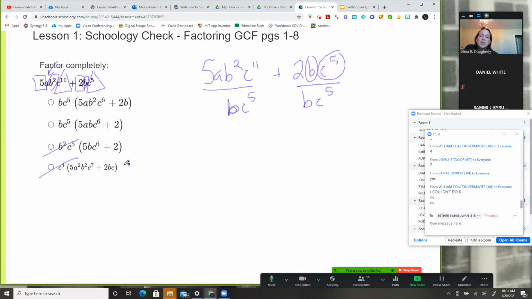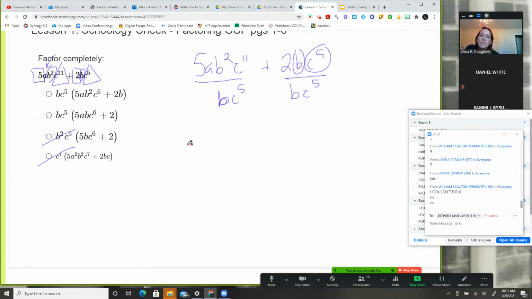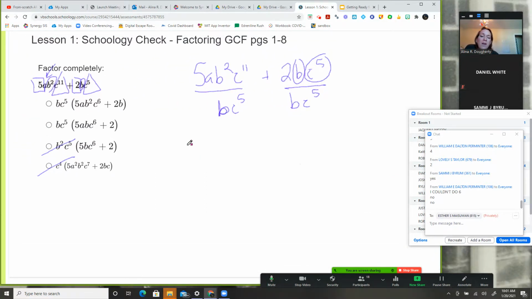So now we got to do the division. So let me get a different color so we can see it a little more easily in all of my chicken scratch. The 5 and the A come down, right? The B's, B squared divided by B, that's 2 minus the invisible 1, gives me B. And then C11 divided by C to the 5th, that's 11 minus 5. So 11 minus 5 is 6, C to the 6th.